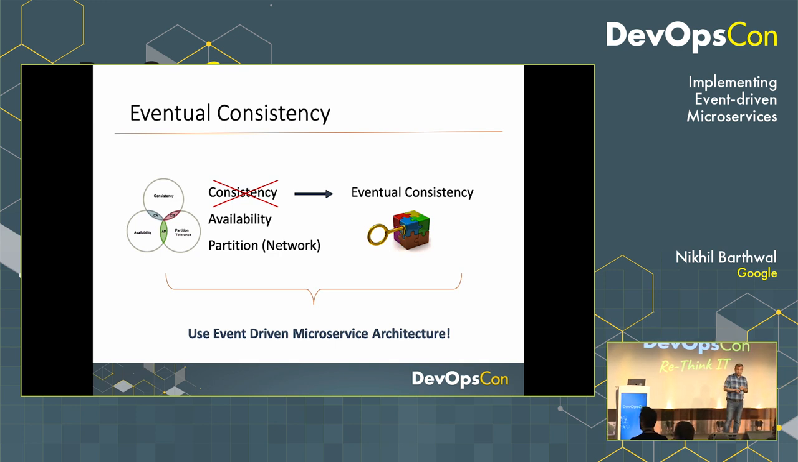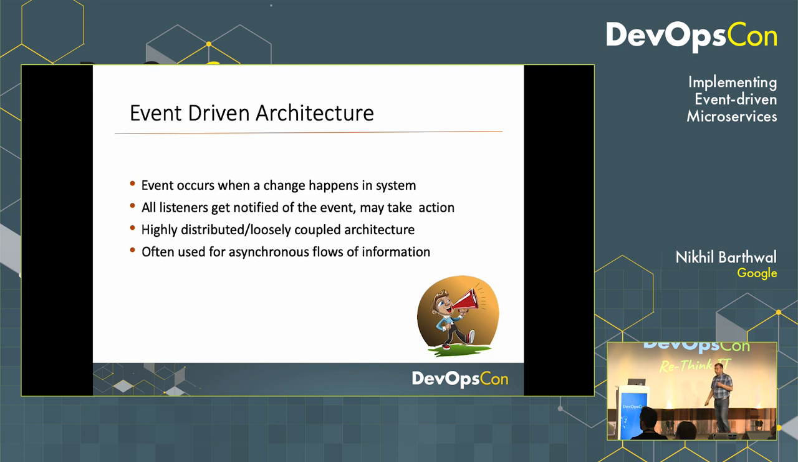So let's talk about event-driven microservice architecture. What is an event-driven microservice architecture? I kind of talked about it: you have these services, and they communicate using events. So events occur when I change systems, and then the listeners are notified. And by definition, it's a very highly distributed, loosely coupled architecture. Highly distributed and loosely coupled in the sense that the senders and receivers are not really aware of each other. And often it has an asynchronous flow of information.